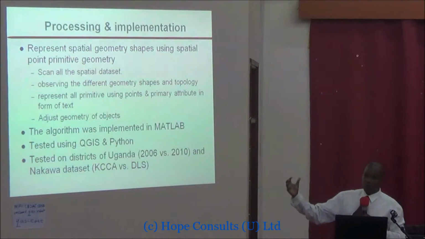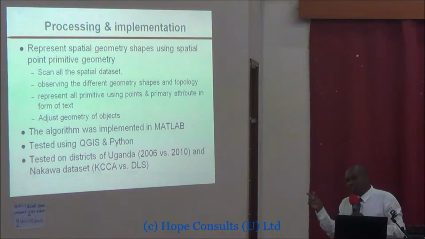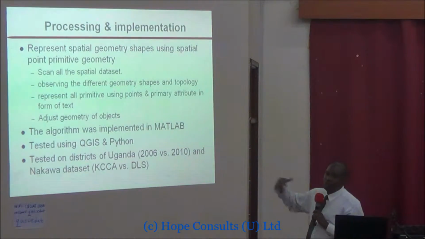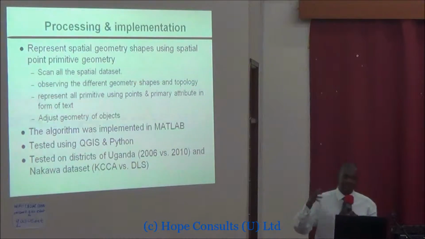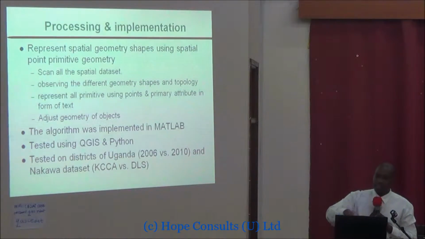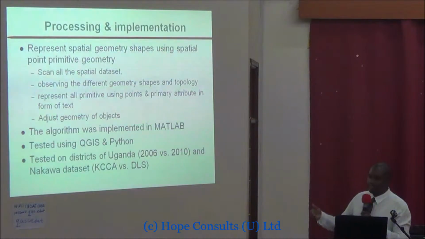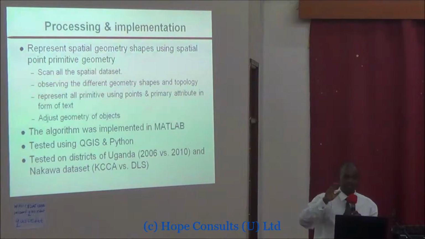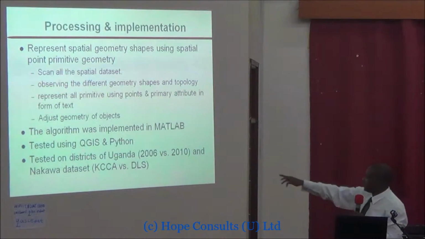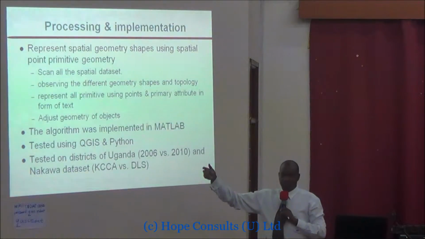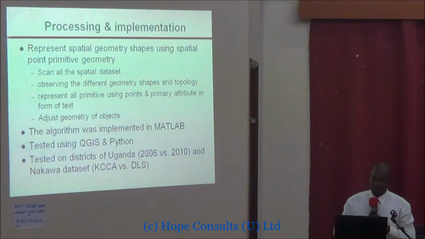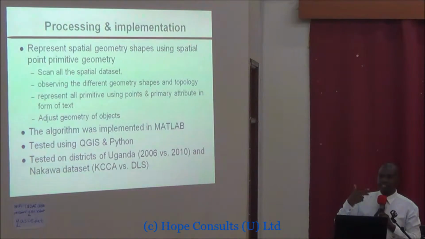After corresponding the two figures, the algorithm runs and finds only the difference, where it adjusts, leaving the rest of the polygons, or the objects within the data set, unaffected. We developed this algorithm using MATLAB. It is available, and it is a very high-level object-oriented language in which you can implement this. We tested it using QGIS, and we developed some scripts using Python to make sure what we developed is able to work.